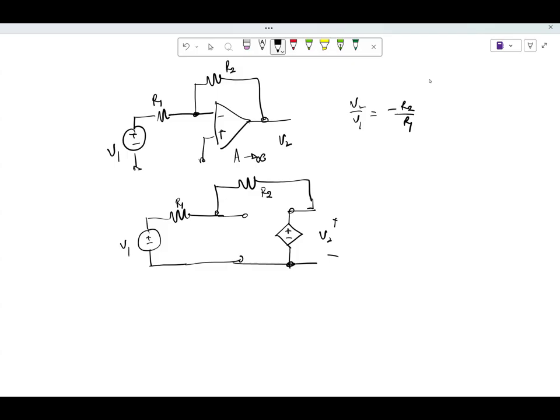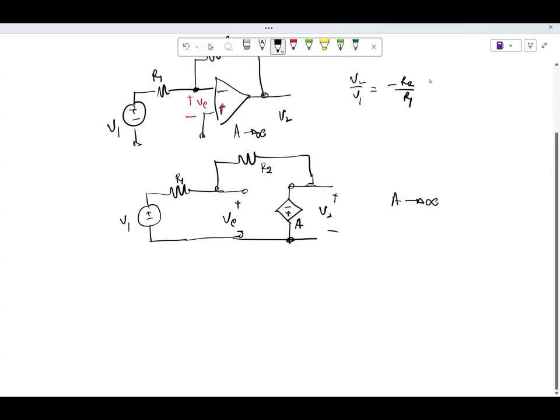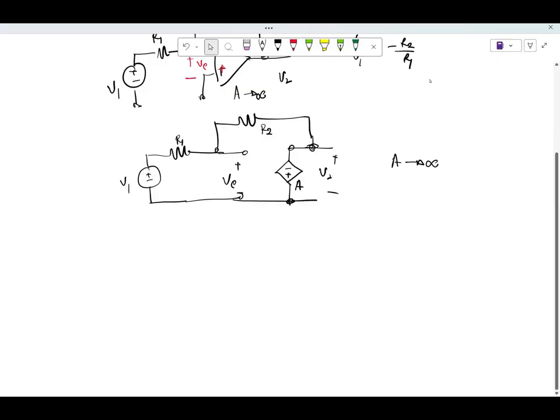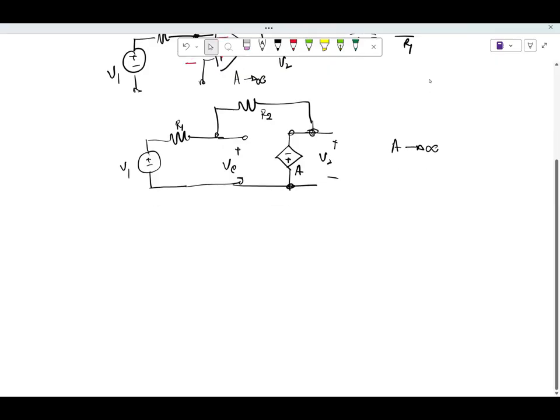This should be minus A because I have flipped terminals here, right? Here I have minus is plus. So basically, if I call this VE, from VE to V2 I have a flipped gain, right? In order to ensure that the figure on the top and the bottom are identical, this should be a negative, positive gain of A, where A tends to infinity, right? Okay.